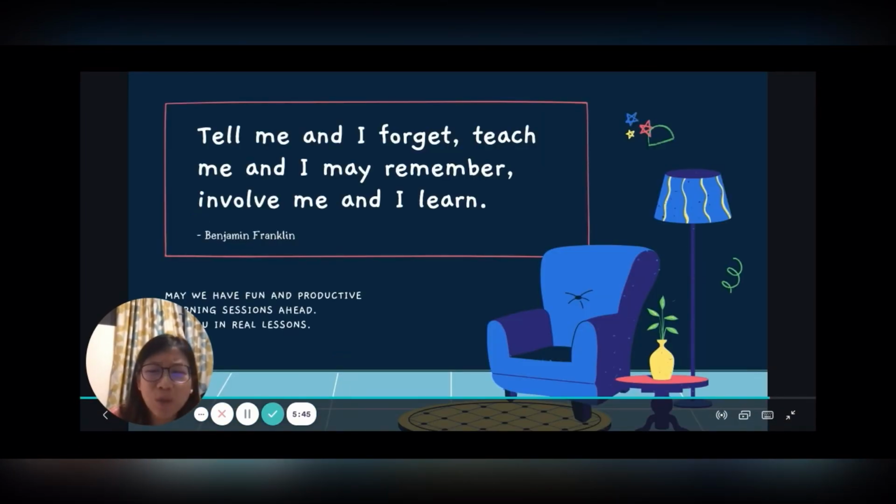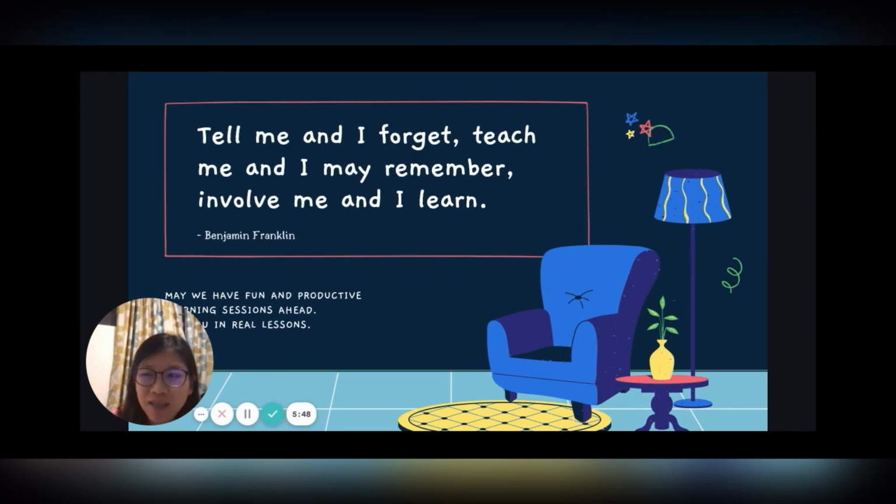Now, here comes a quote that I really like. It is said by Benjamin Franklin. He said that, well, tell me and I forget. Teach me and I may remember. But if you involve me, then I'll learn. Hopefully, by this cross-curricular project, all of you are genuinely learning something out from it, and you'll find it useful for the rest of your life.